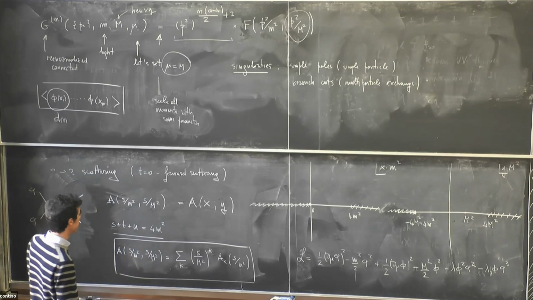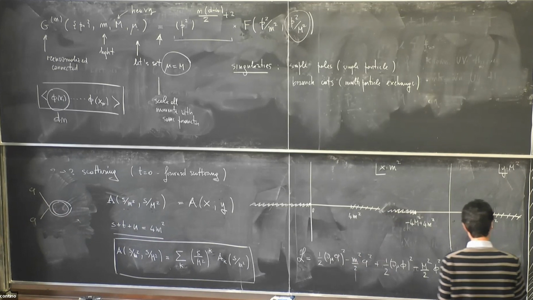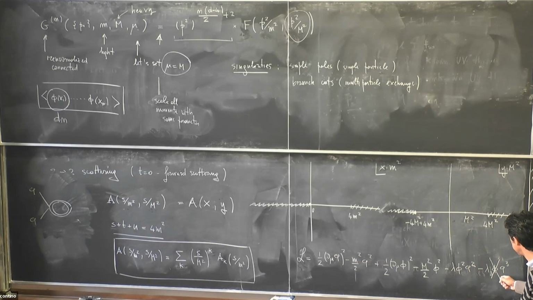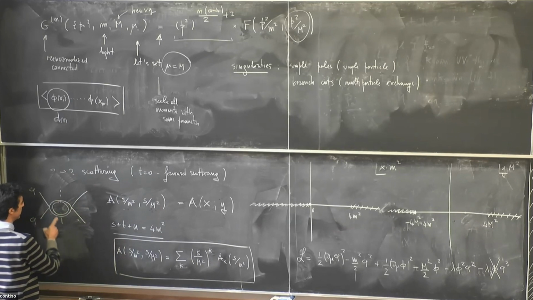Otherwise, if you don't have that linear coupling, for example, suppose that there is a Z2 symmetry under which each of these two fields is odd, so this term is not allowed, and then you will not have this pole in this scattering amplitude. That's a possibility, and then you will have only the multi-particle threshold here. This is what I mean.